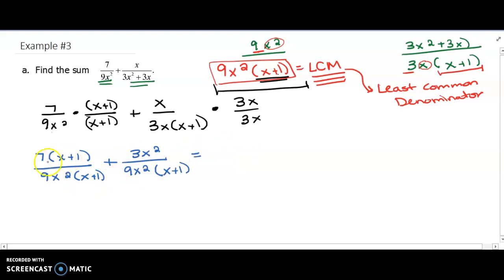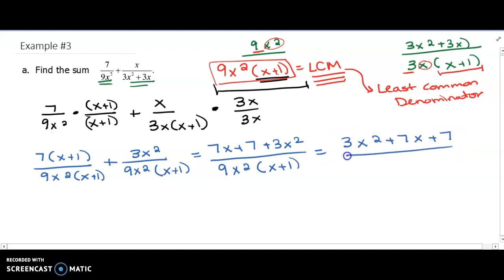straight across. So I'm going to go ahead and distribute this. So 7x plus 7 plus 3x squared over 9x squared parentheses x plus 1. Okay, if I rewrite this a little bit nicer, this is 3x squared plus 7x plus 7 over 9x squared parentheses x plus 1. Okay, well, I want to see if I can simplify this any, but this cannot be factored. And because the numerator cannot be factored, this is as simplified as it gets.